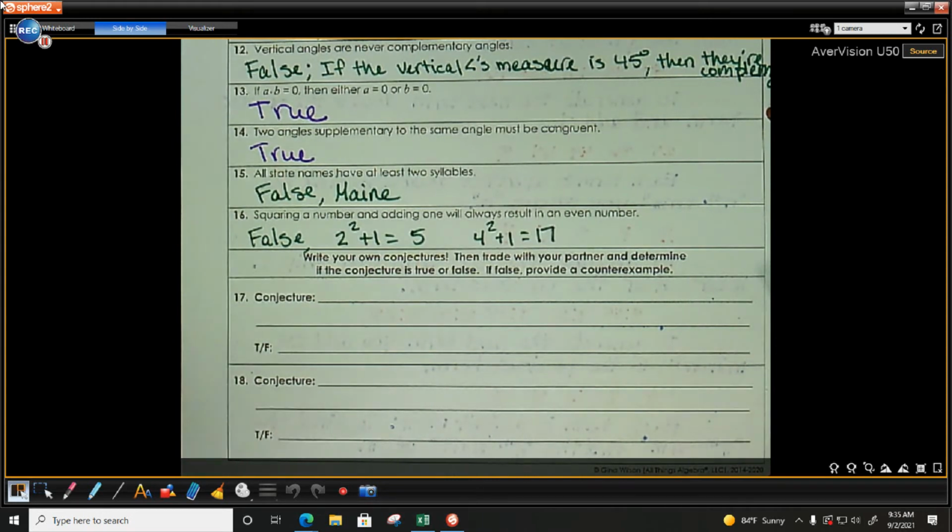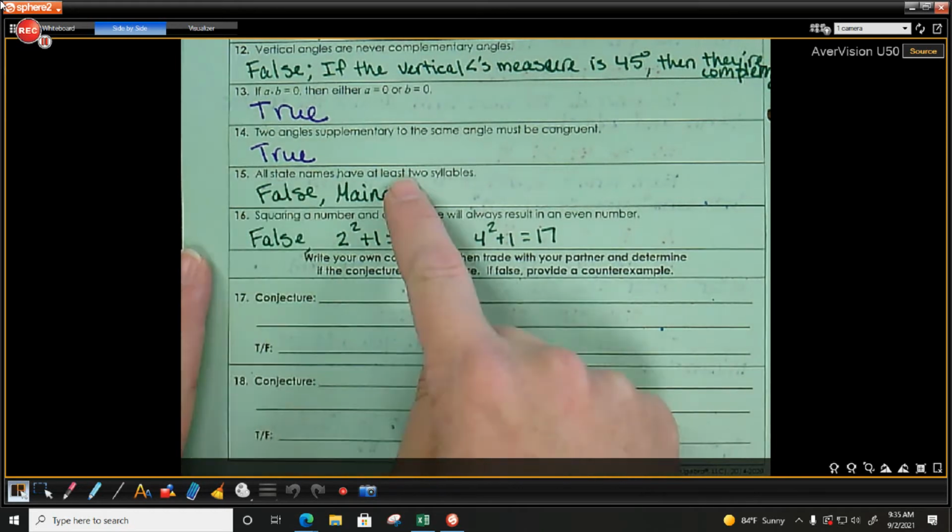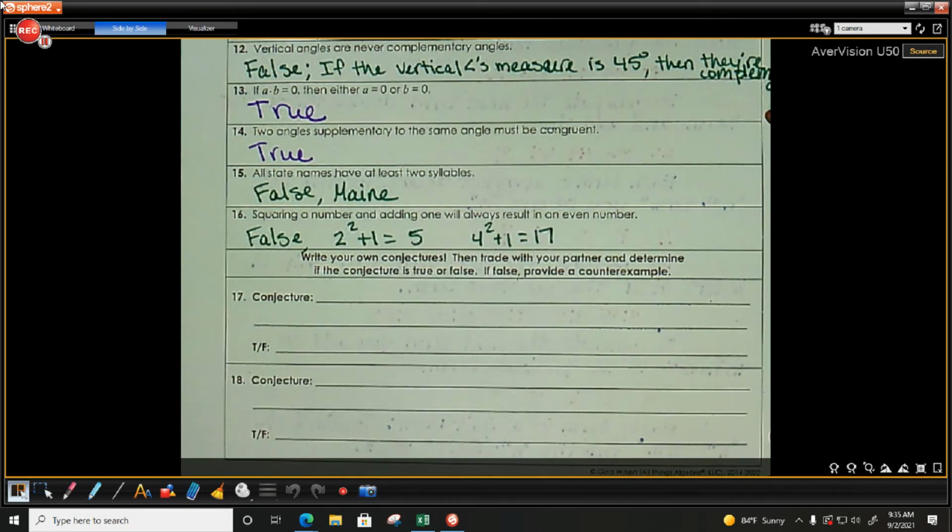Okay, now y'all get to have a little bit of your creativity. Okay? You are going to write your own 2 conjectures. They can be anything you want, any 2 statements. Okay? Like this one, all states have at least 2 syllables. Think of any statement you want to write. It can be math related, it can be not math related. Okay? These can't be opinion things though. They have to be something like, yes, that's true, or no, that's not true. Okay? So you're going to write whatever you want, 17 and 18. You get to write your own.